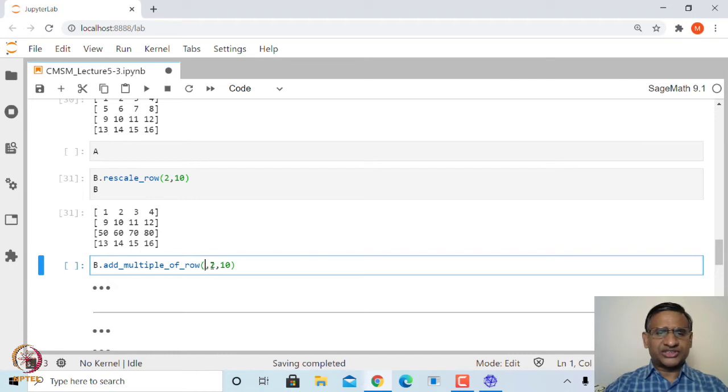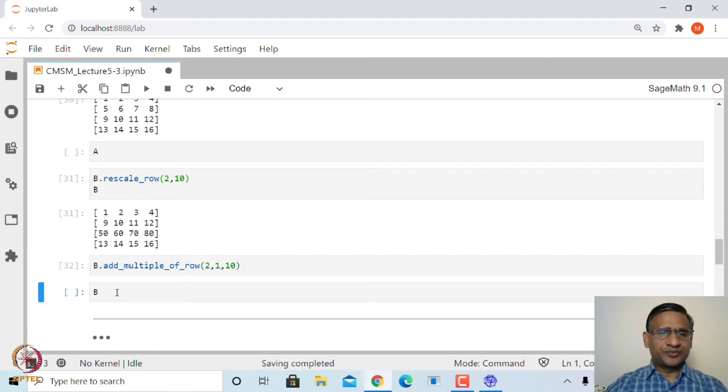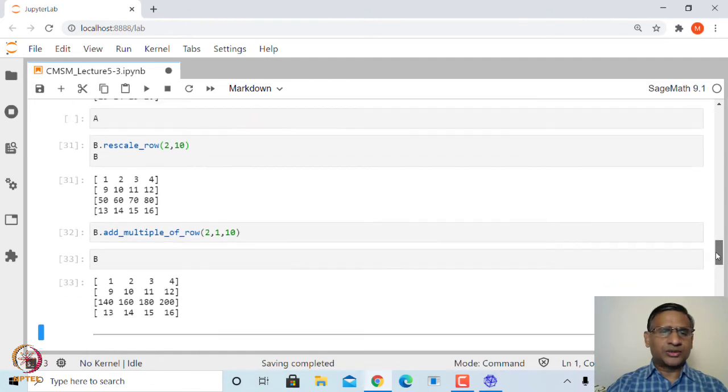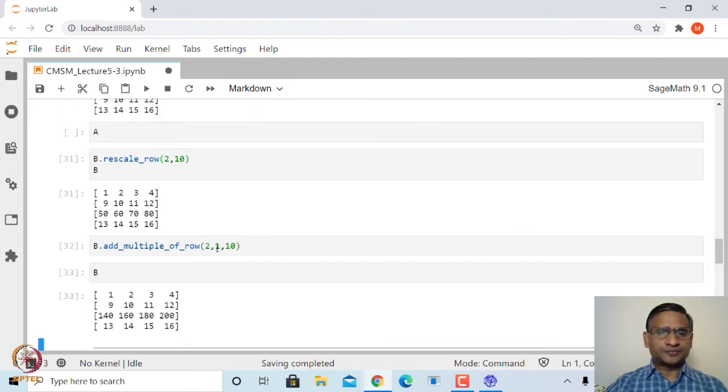Now let me interchange here, let me say here 2 and this is 1, and then let us ask what happens to B. You can see now the second row is multiplied by 10. So this is 90 plus 50, 140, and then 10 into 10 is 100 plus 60, 160, and so on.